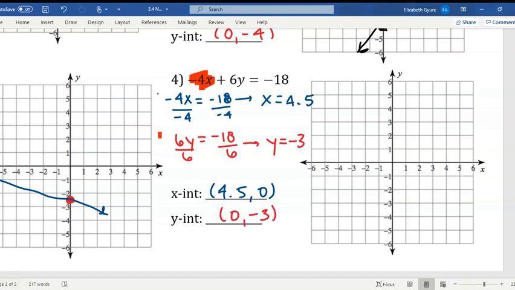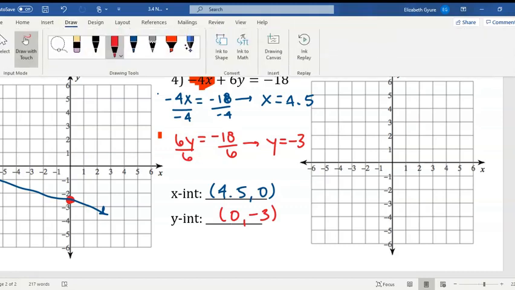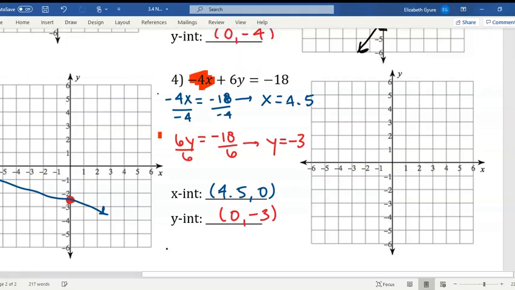Good. Now let's put our 2 points. How would I plot 4.5? In between the 4 and the 5. So go to your x-axis, put a dot between 4 and 5. On your y-axis, put a dot at negative 3, and then connect them. Oh, that one was a pretty good line. Look at me go.